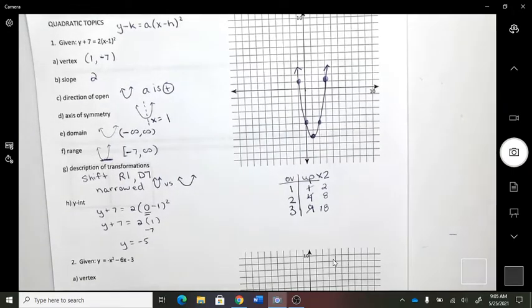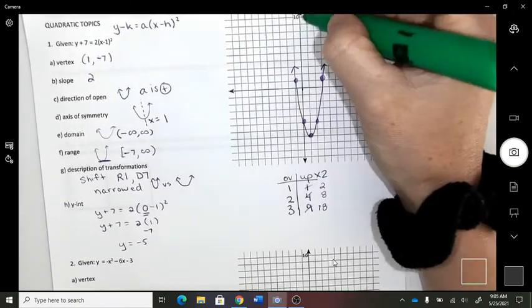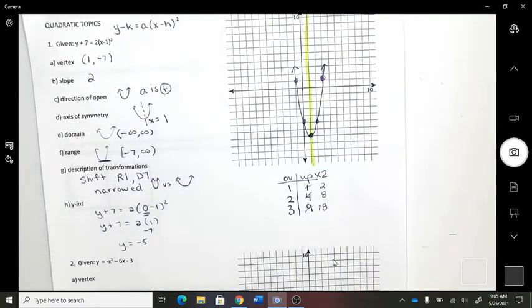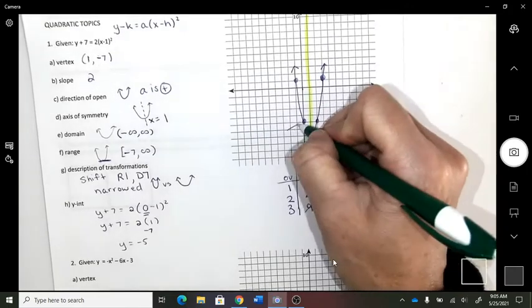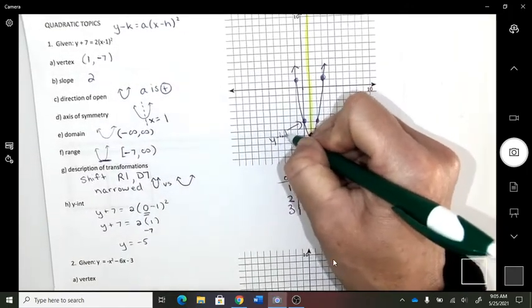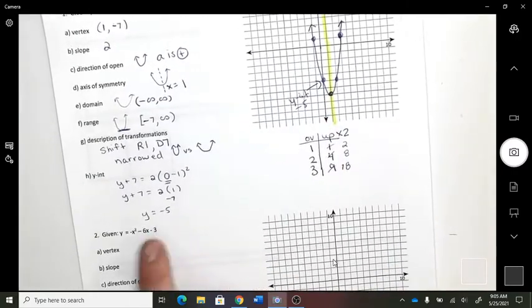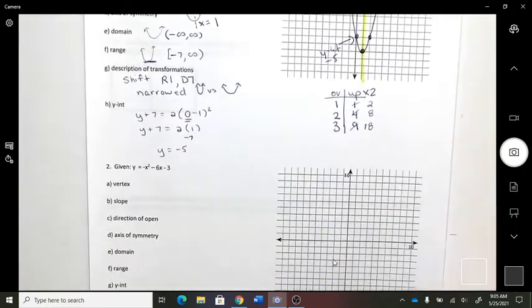And then you can also see our axis of symmetry was where x is 1. That was that line right there. And look, we're crossing the Y-intercept. That's good. It's negative 5, right? You want to match what you did in your algebra, so that's good. Okay, number 2.